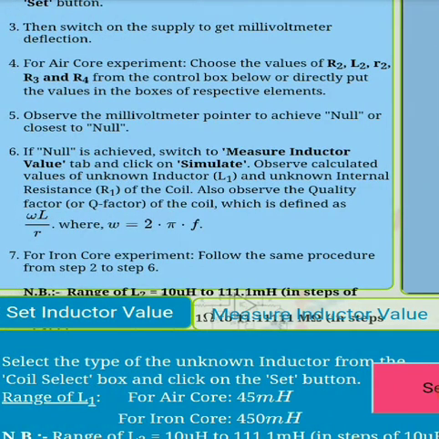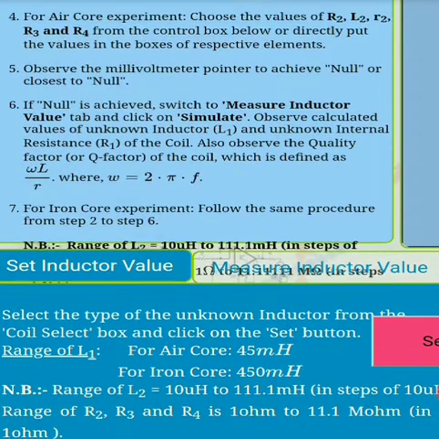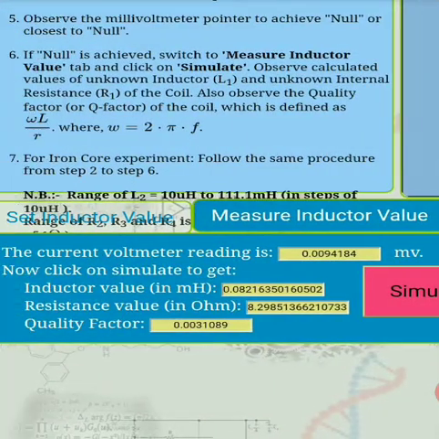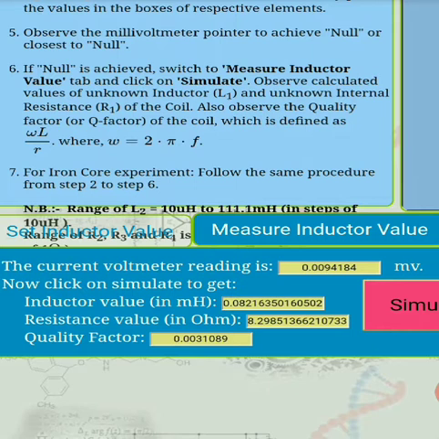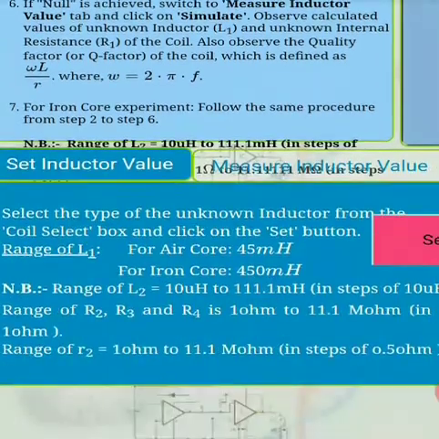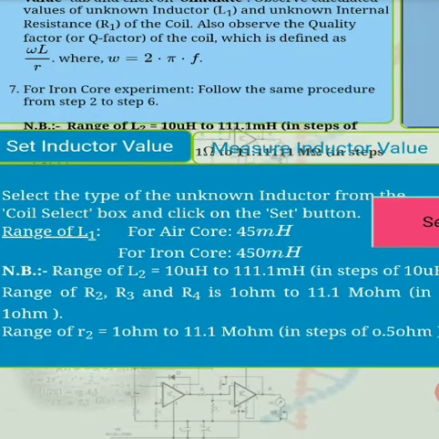Next, if null is achieved, switch to measure inductor value. The inductor value is 0.0821, resistance value is 8.298, and quality factor is always a minimum value, that is 0.003. So the range of L1 for air core is 45 millihenry and for iron core 450 millihenry.